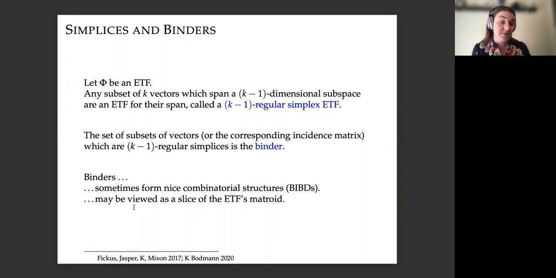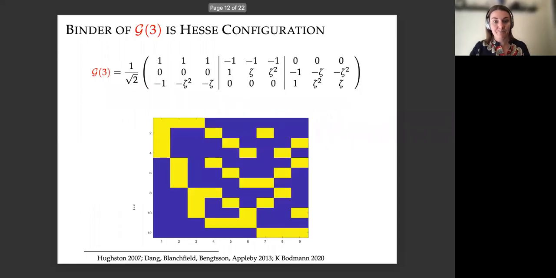And binders sometimes themselves form very nice combinatorial structures like balanced incomplete block designs, and may also be viewed as a slice of an equiangular type frame's matroid, which is another combinatorial object. One way that you can think about matroids is by encoding minimal sets of linearly dependent vectors. And in a sense, the binder is encoding what are the smallest minimal sets of linearly dependent vectors.